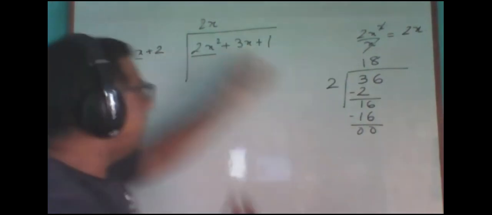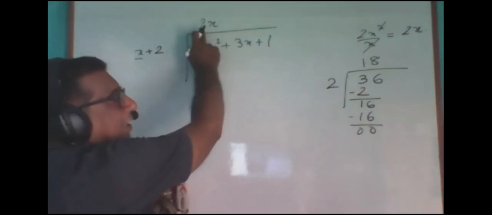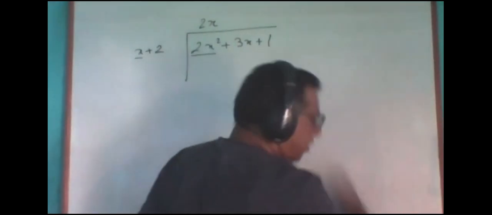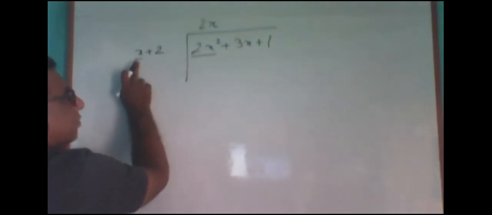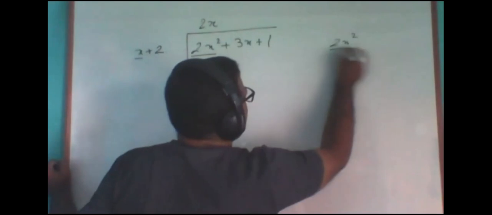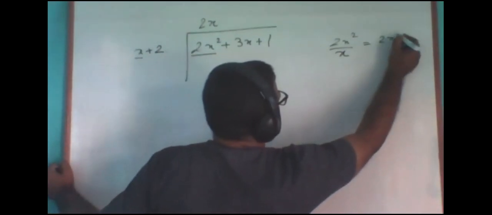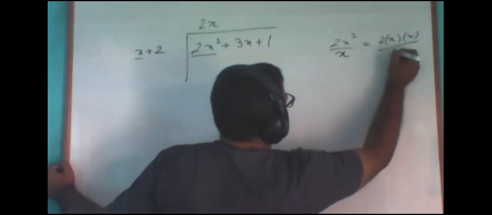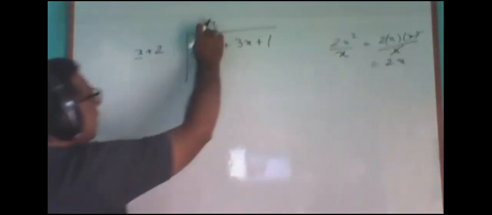Right, but here there are polynomials, so how can I come to know what the quotient will be? To know the quotient, I will do it this way. I want 2x square, and what do I have to divide by? By x. So 2x square divided by x. So 2x into x upon x. So one x is cut, what is left? 2x. So I write a 2x over here.